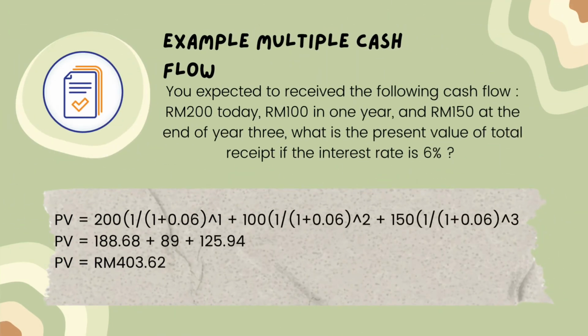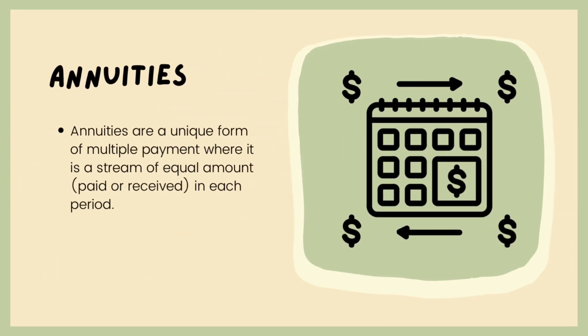So we put all the information into the calculations. We will sum up all the equations. We will get RM403.62. Next, I will explain about annuities. Annuities are a unique form of multiple payment, where it is a stream of equal amounts paid or received in each period.